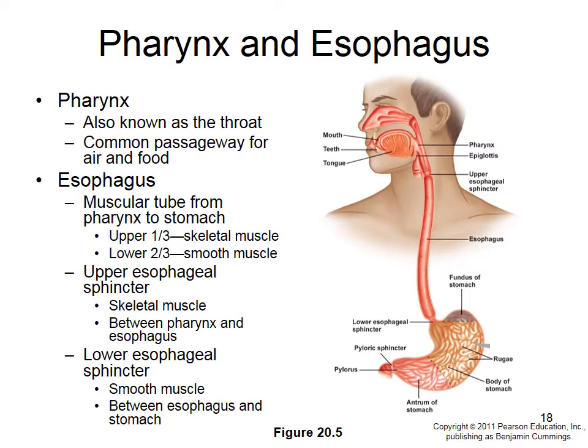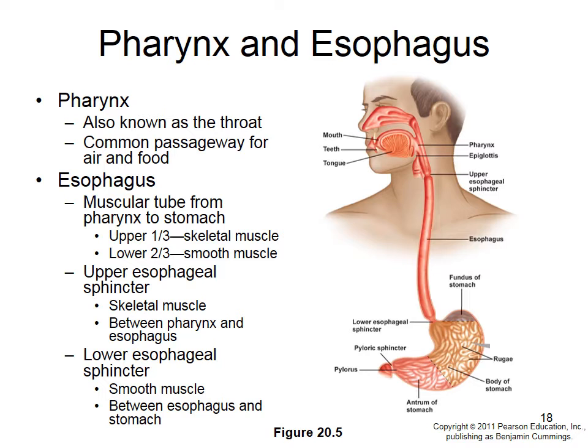Okay, pharynx is also known as your throat. It's the common passageway for both respiratory system and GI tract. Your esophagus is a muscular tube. No digestion, no absorption occurring in your esophagus. It is just a passageway from your mouth to your stomach. Okay, the upper 1/3 is skeletal muscle. The lower 2/3 is smooth muscle.